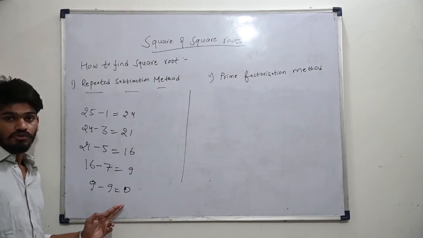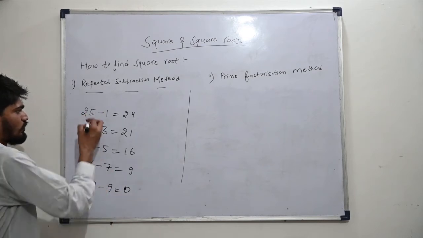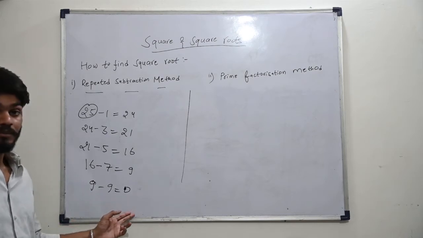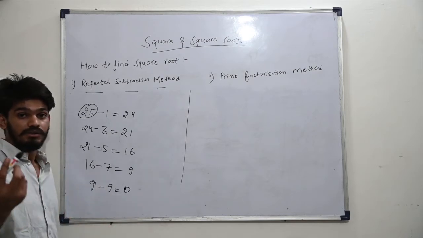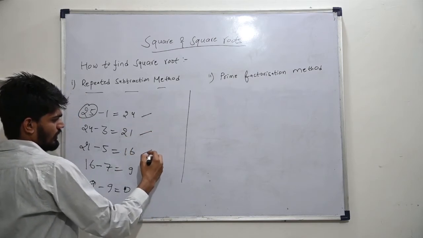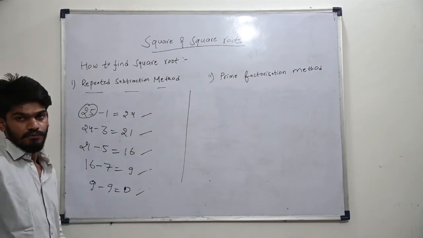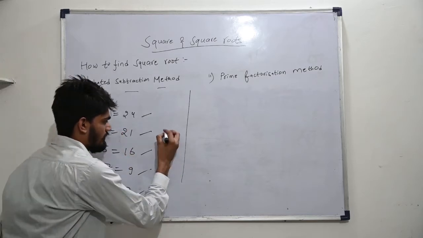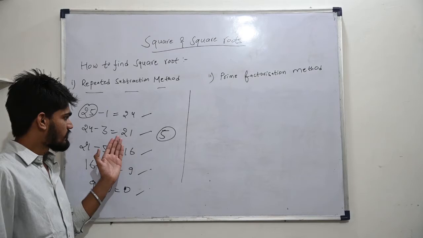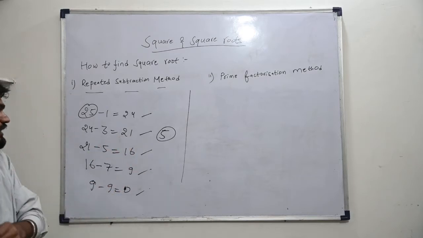If I reach 0, that means this is a perfect square number. And what will be the square root of it? Count the number of steps. 1, 2, 3, 4, 5. 5 steps are involved. So 5 is the square root of 25. The number of steps involved will be the square root of 25.